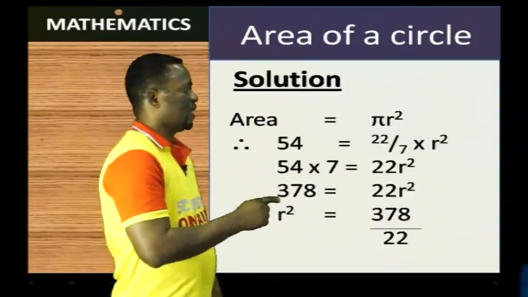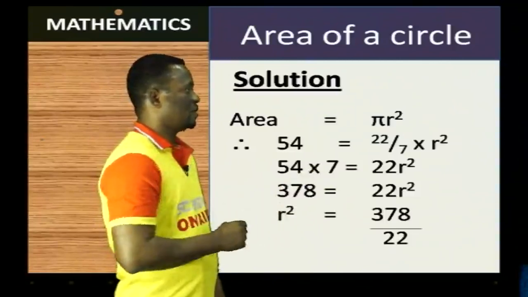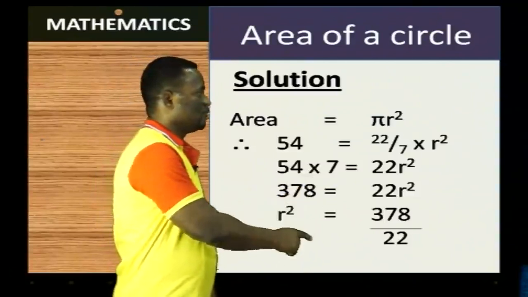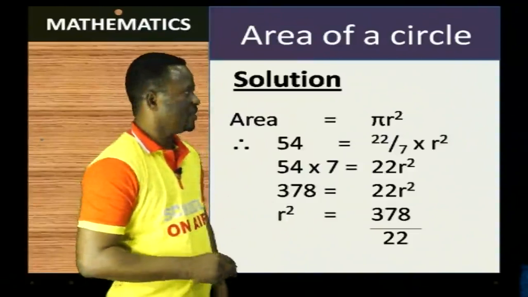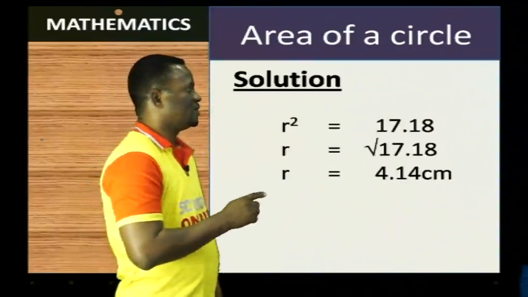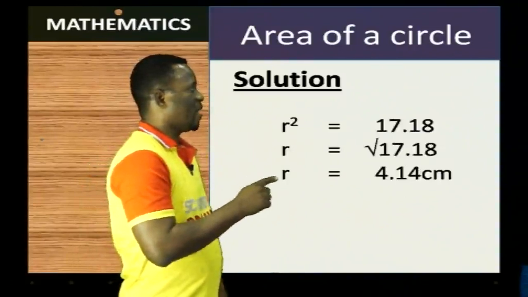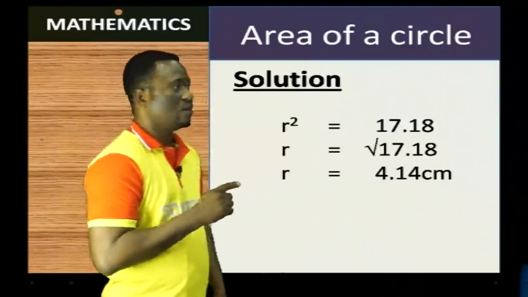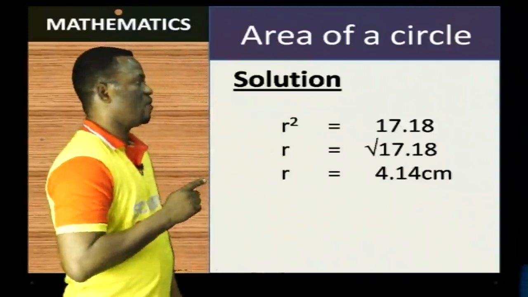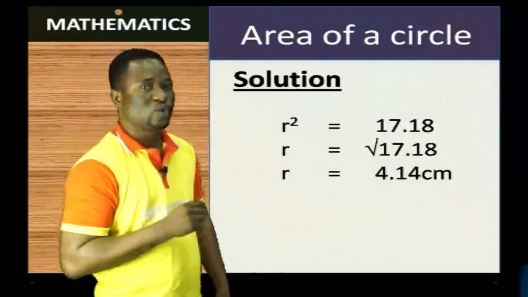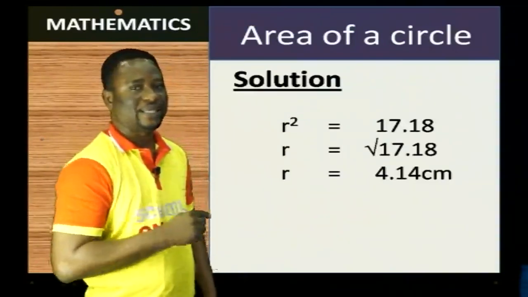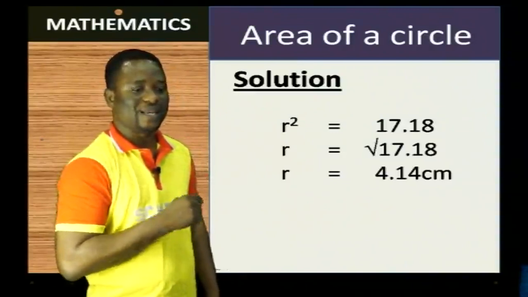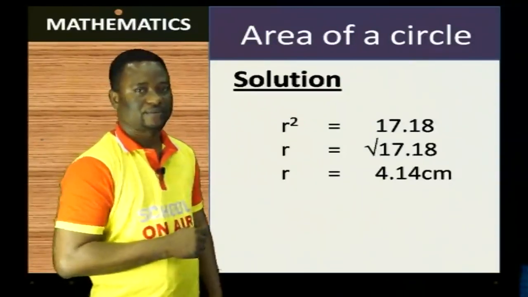So we have 378 is equal to 22 r squared. If we make r squared the subject of the formula, we will have 378 over 22. So we have r squared is equal to 17.18, and our r will be the square root of 17.18. R is equal to 4.14 centimeter. Students should note here that the unit is centimeter and not centimeter squared, because what we are calculating is length and not area.